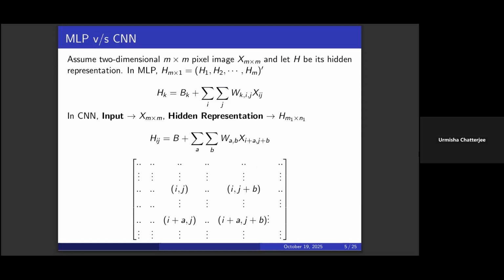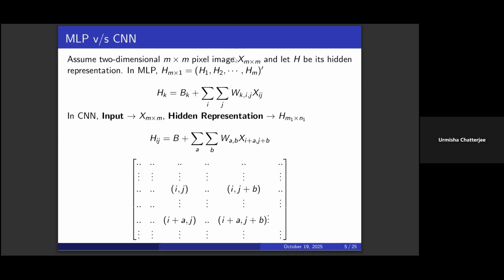In multilayer perceptrons, suppose we have an m by m pixel image, say x, which I have denoted as an m by m matrix, and h is its hidden representation. Suppose there are m nodes. I'm saying m nodes, but it can be some other value as well, better to have some other value, m star. If the hidden layer has this many nodes, then at each node we have to consider a weighted combination of all the values in the pixel image.